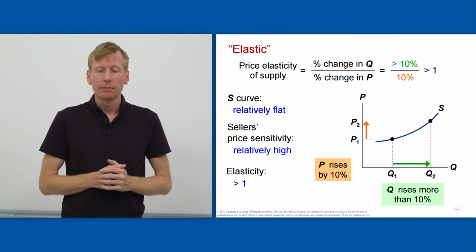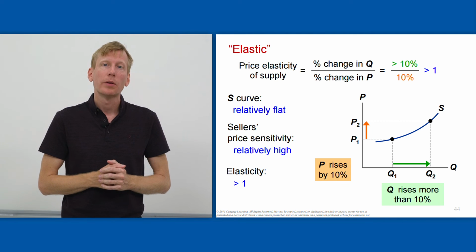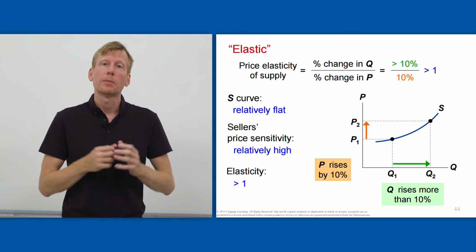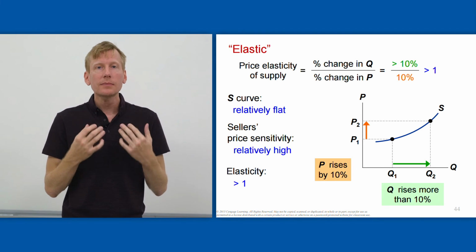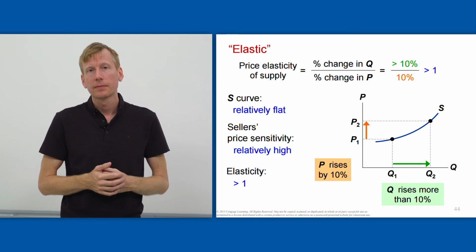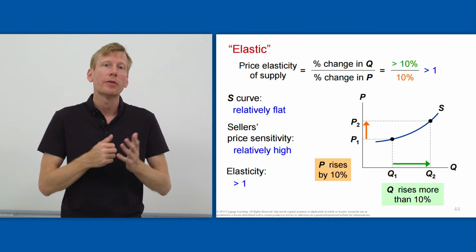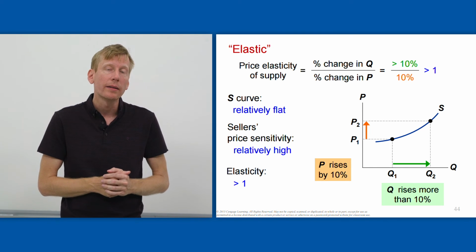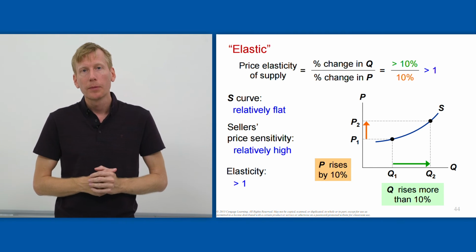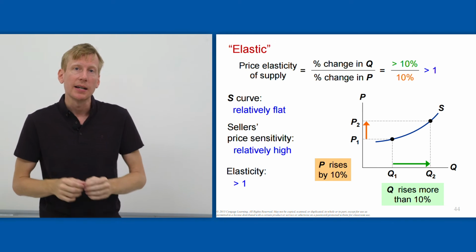elastic supply, means a relatively flat supply curve. The responsiveness of firms is relatively high to changes in the price, and the percentage change in quantity is large relative to the percentage change in the price. That elastic supply might go along with an elasticity of supply of 3 or 5 or 10. Anything greater than 1, but less than infinity. Because if we have infinity, this is the fifth case, the other extreme case.